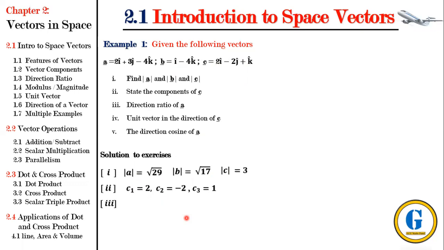The direction ratio is a ratio of the components. So for A, we are going to have 2 to 3 to -4, right? Yeah, the ratio of its components, 2 to 3 to -4.